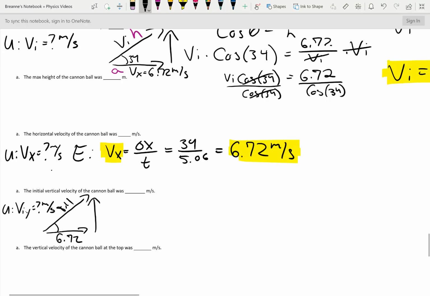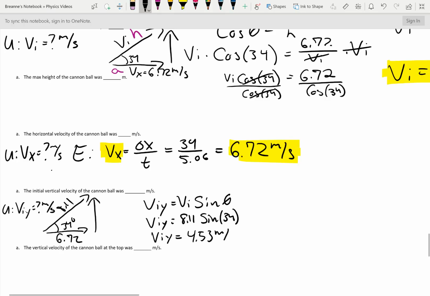So you have a couple of choices here. You can do Pythagorean theorem, you can do sine, you can do tangent. I'm going to stick with sine. So our initial vertical velocity just equals VI sine theta. So our VI is 8.11, sine of our angle, which is 34. So our initial vertical velocity ends up being 4.53 meters per second.